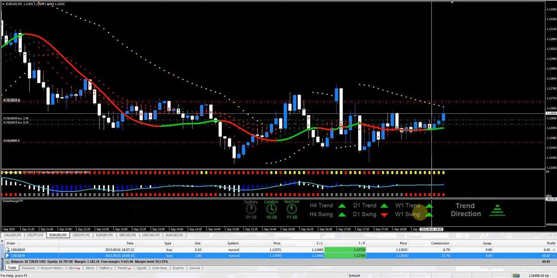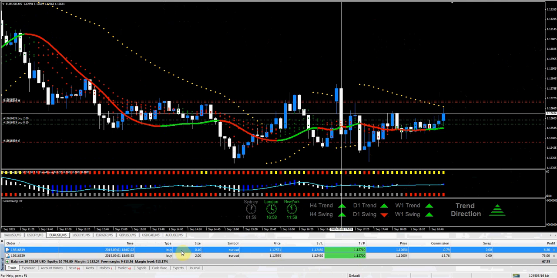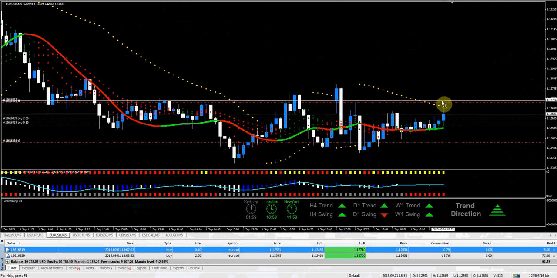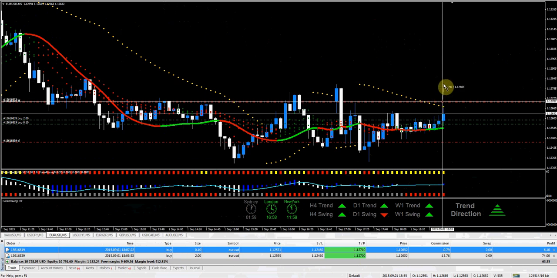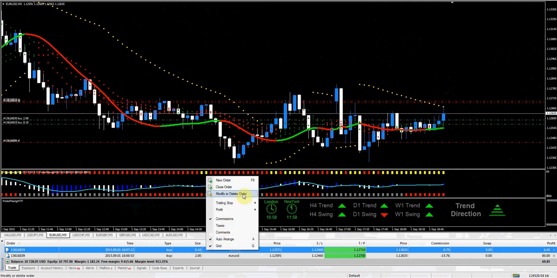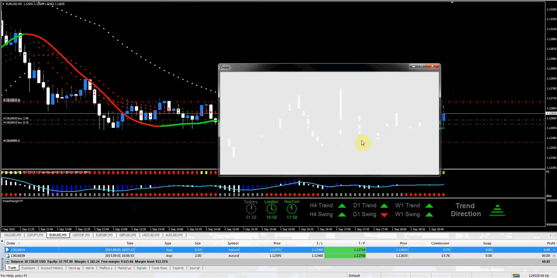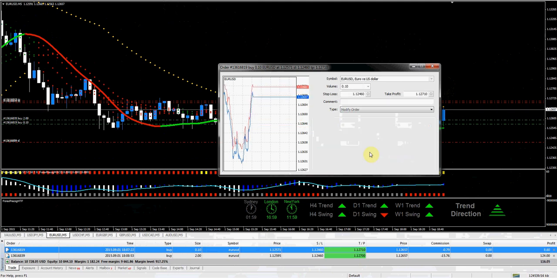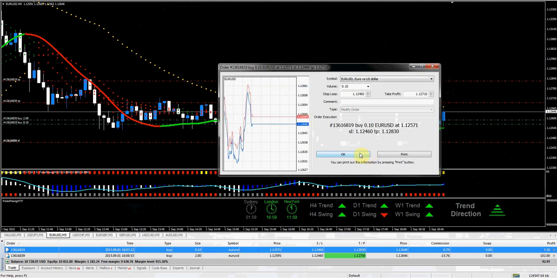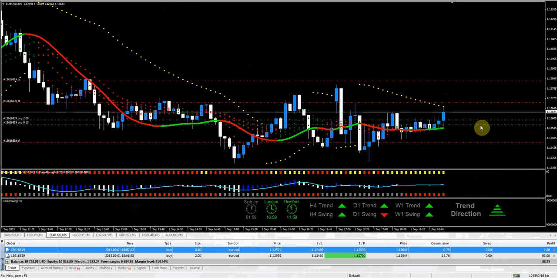Alright, and for this, we'll make this one our runner, 0.10. And that'll be up here at 1.1283. Alright, so everything is set up the way it should be now.